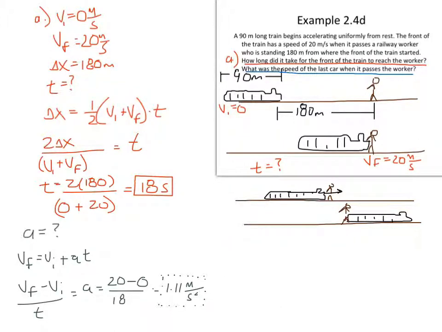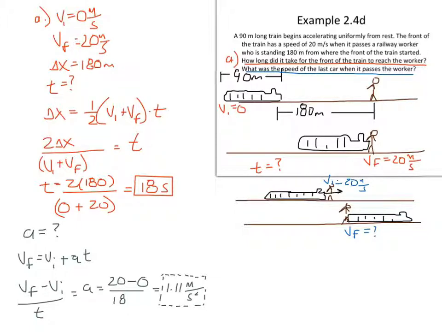So what we want to find is the final velocity of the train right here when it's done passing the worker. So what is the speed of the last car when it passes the worker? Well, let's ask ourselves, what was the speed of the car when it first passed the worker? We were told that from the very outset: 20 meters per second when it passes the railway worker.